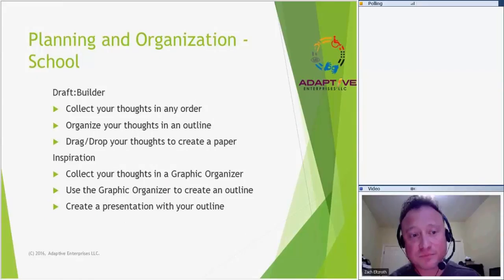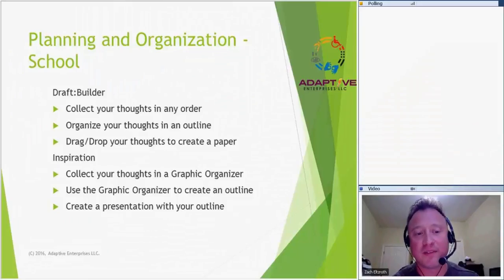And then we get into planning and organization. There are all sorts of different apps out there. Some of these cost not terribly expensive. Draft Builder, it's a program that lets you collect your thoughts, organize your thoughts into an outline, and then drag and drop your thoughts to create a paper. That's typically used for transition students, but honestly, we've used it quite a bit in the work environment for people that need to write memos, things like that.